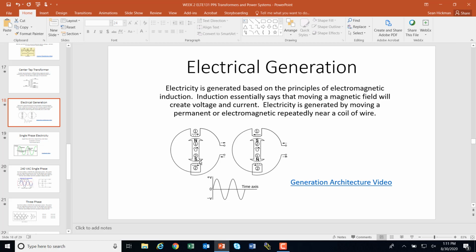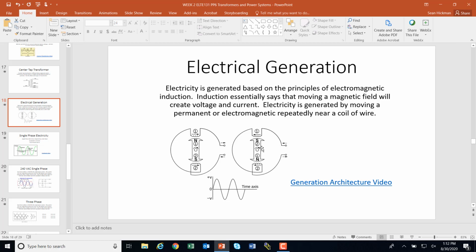And then this south is going to do the opposite, because it creates a magnetic field in the opposite direction. Which is shown here, that you end up changing your current flow from left to right, or from right to left, as this spins. We'll talk about the sine wave here in just a little bit. But that's the premise of electrical generation, that you want to repeatedly wave a permanent magnet or electromagnet by a coil, and then you'll generate potential.